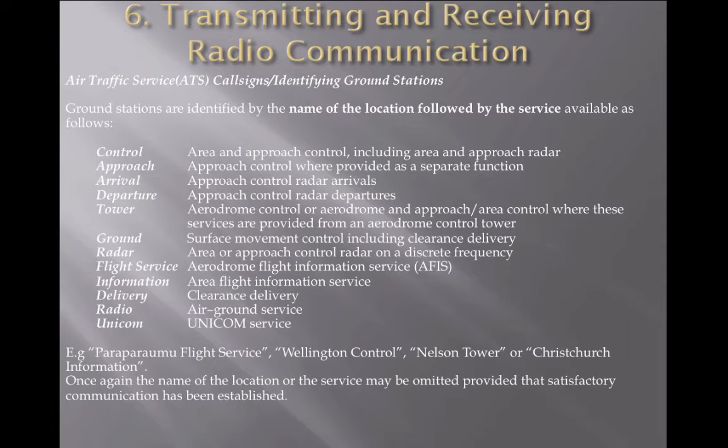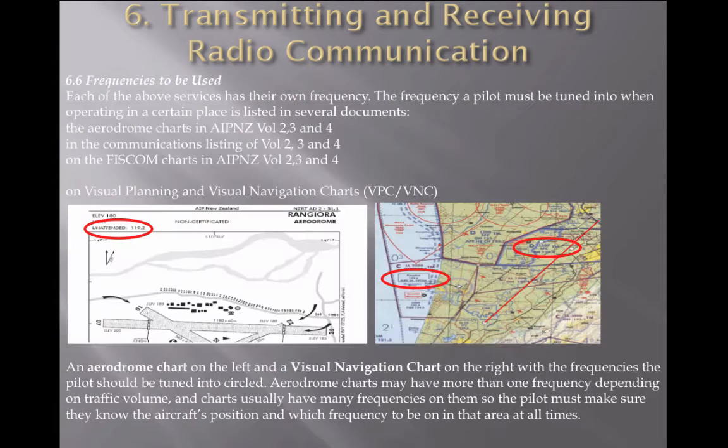So for example, you have Paraparaumu Flight Service, Wellington Control at Wellington City Centre, Nelson Tower, and Christchurch Information. Once again, the name and the location of the service may be omitted provided that satisfactory communication has already been established.